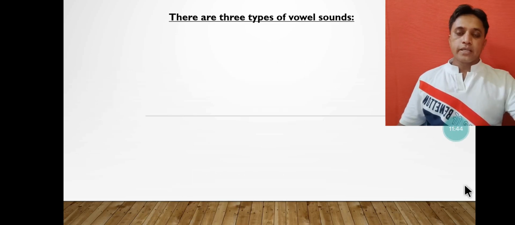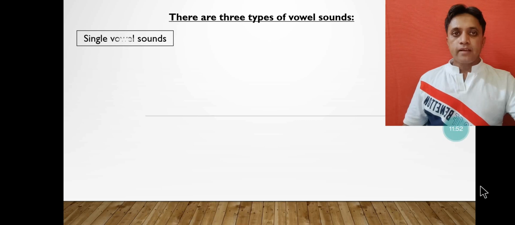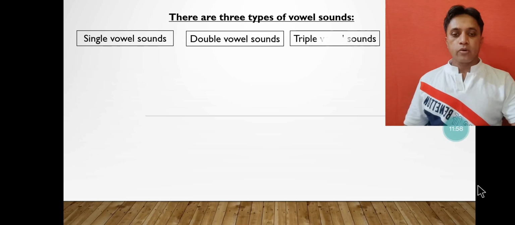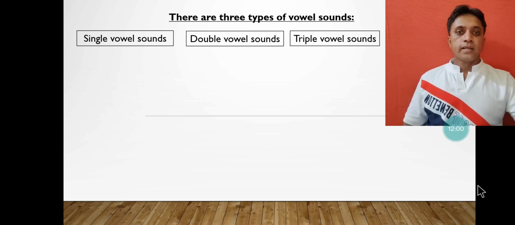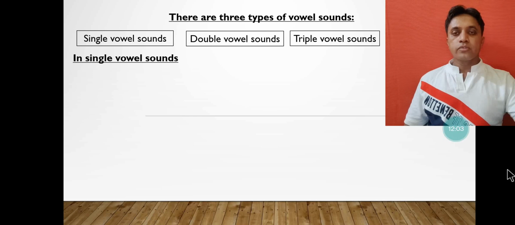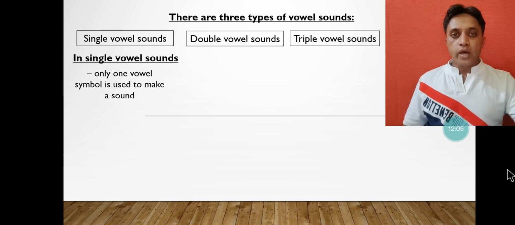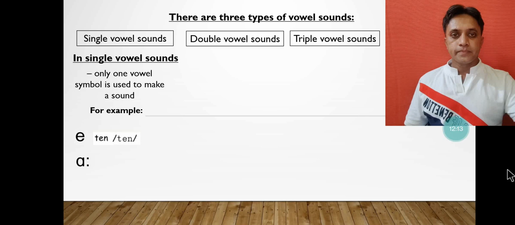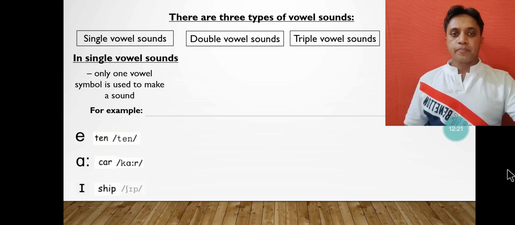Alright, now let's check the different types of vowel sounds. Mainly, there are three types of vowel sounds: single vowel sounds, double vowel sounds, and triple vowel sounds. In single vowel sounds, only one vowel symbol is used to make a sound. For example, e, like ten; a, like car; i, like ship.